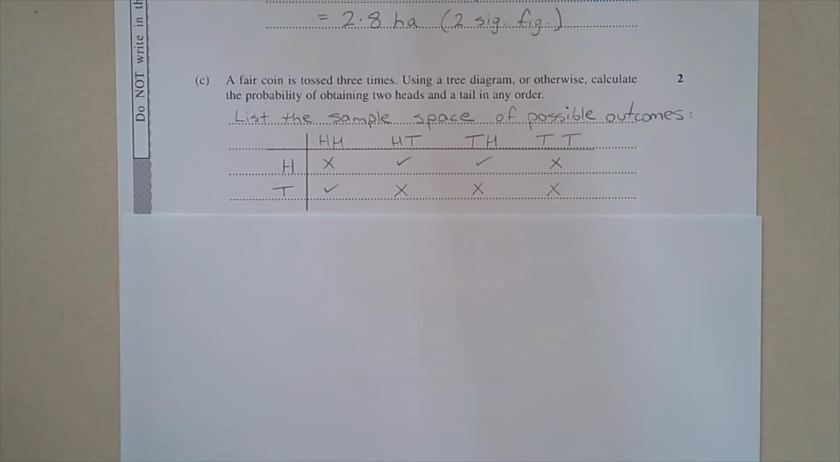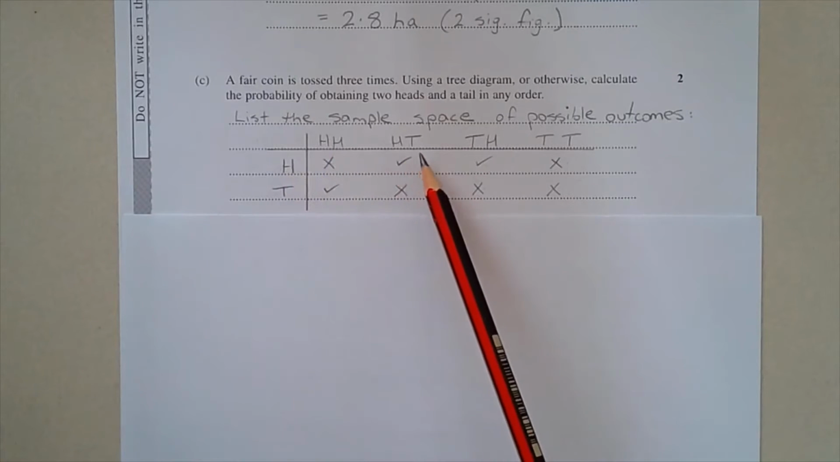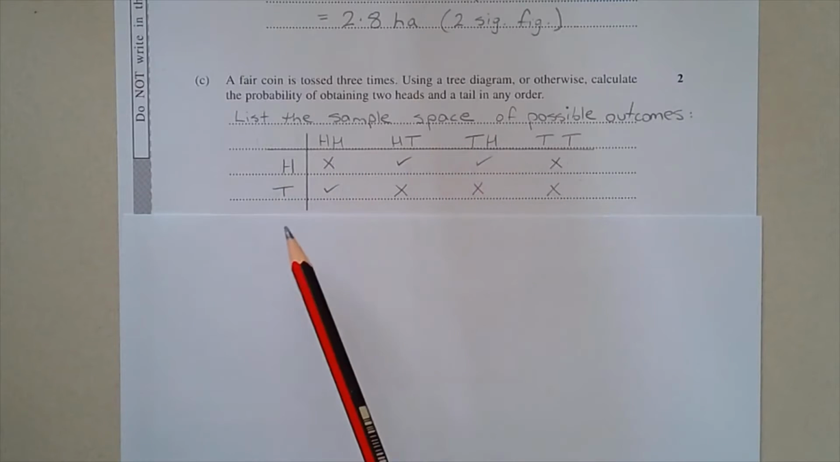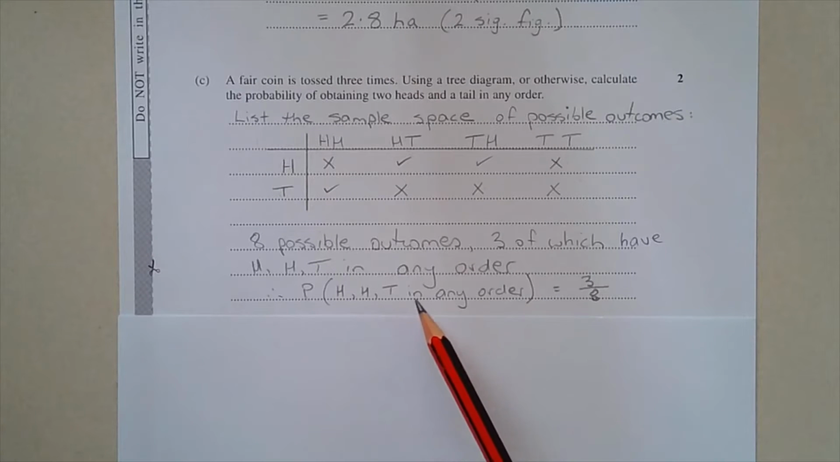So we're interested in the outcomes that have 2 heads and a tail in any order. So H, H, H is out, of course. H, H, T is in. H, T, H is in. And the only other one is T, H, H. So there's 3 outcomes, or 3 out of the 8, that have 2 heads and a tail in any order. So therefore, the probability of 2 heads and a tail in any order is 3/8.